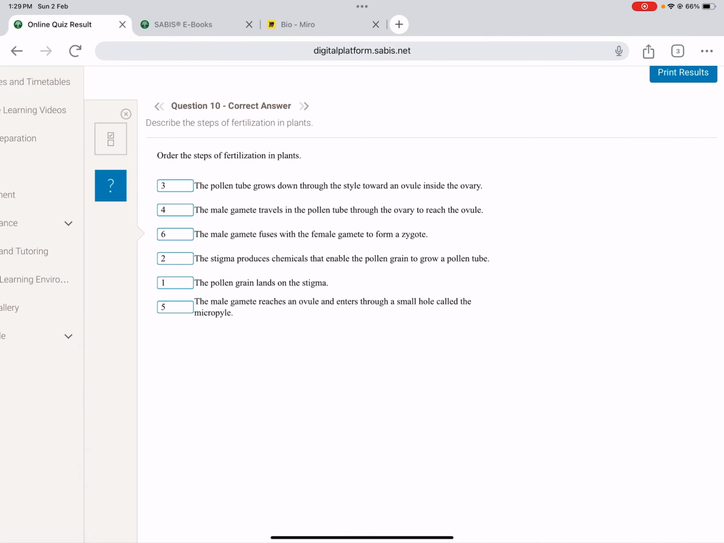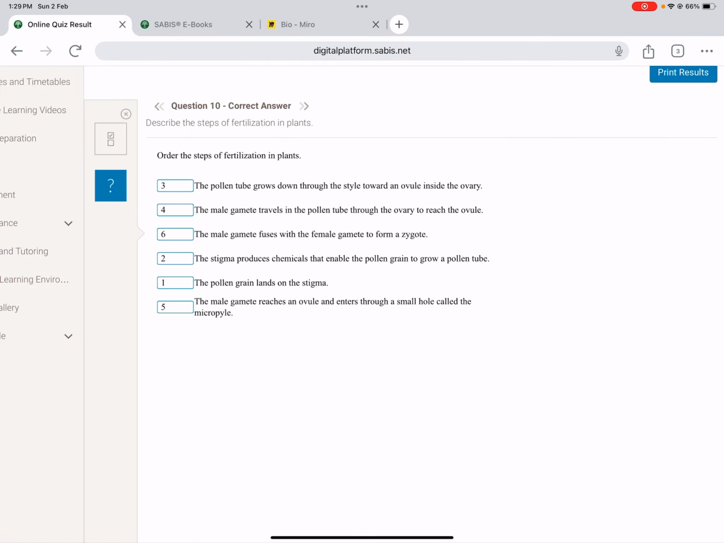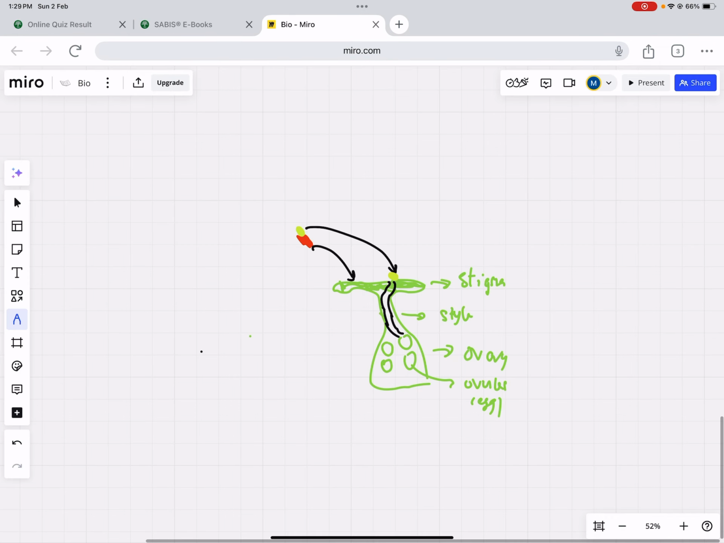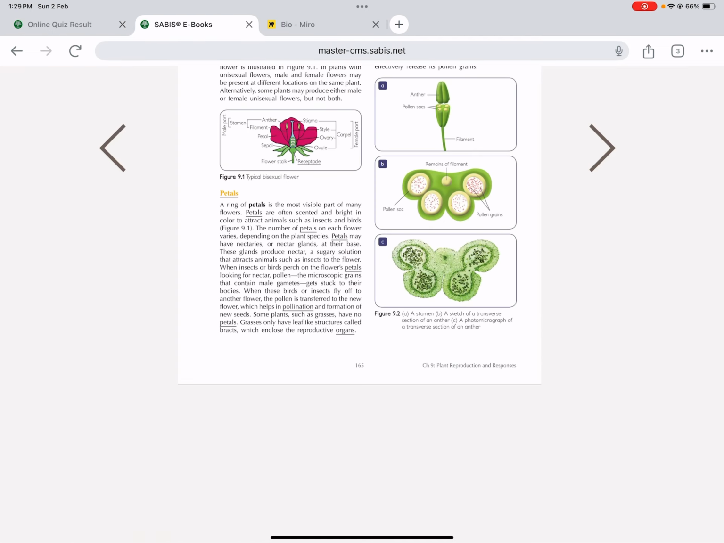Okay? So the pollen grain lands on the stigma. The stigma produces chemicals that enable the pollen grain to grow a pollen tube. The pollen tube goes down through the style and toward an ovule inside the ovary, as we drew exactly right here. Then, the male gamete travels in the pollen tube through the ovary to reach the ovule. Then, the male gamete reaches an ovule and enters through a small hole called the micropyle. Okay, you have to know it.